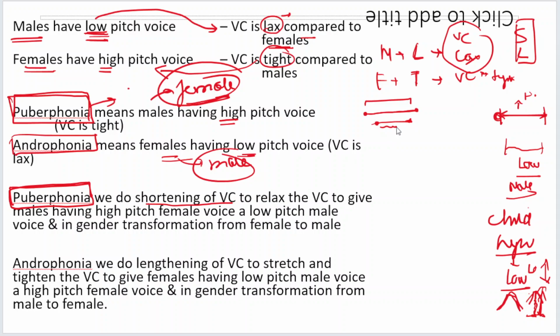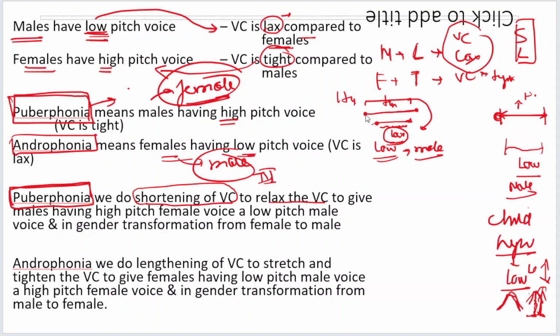When it becomes lax or tight, the vocal cord becomes lax. So it was tight initially, now it has become lax. When it is tight, it is high pitch. When it is lax, it becomes low pitch. So he will get that male voice. Okay, so this is done. In puberphonia, we do shortening of the vocal cord. That is type 3 thyroplasty, so that we can relax the vocal cord.